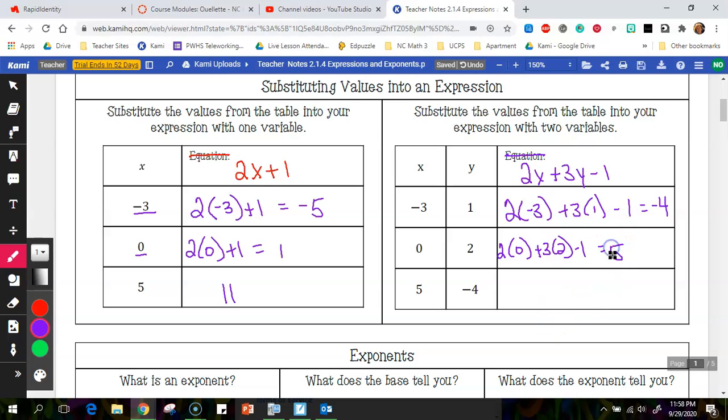So that's all this section's about, just plugging in your values. 2 times 5 plus 3 times -4 minus 1. That's going to be 10 plus -12. I'm going to write that down here. 10 minus 12 minus 1. That's going to be -2 minus 1. That equals -3. Okay. Let's move on down.